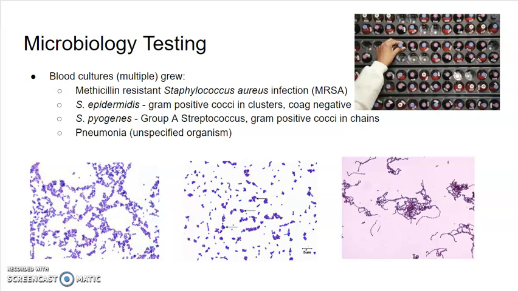One way you could go with the microbiology testing. If you have gram-positive cocci in pairs and chains, you would set up a strep screen, determine if you see beta hemolysis, and then from there do a PathoDX. So I'm going to get more into that PathoDX and Pastorex a little bit later. And so we did find that her blood cultures grew MRSA, staph epi, strep pyogenes, and unspecified pneumonia.